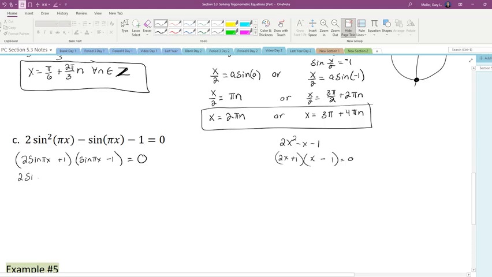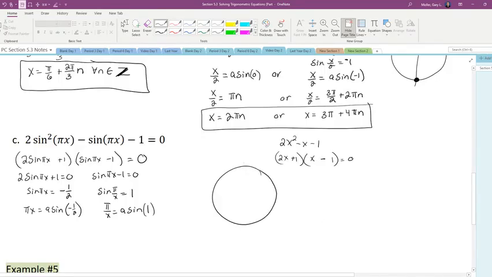2 sine of pi x plus 1 equals 0. Sine of pi x minus 1 equals 0. Sine of pi x equals, subtract 1 divided by 2, I get negative 1/2. Sine of pi x equals 1. So pi x equals the arc sine of 1. And pi x equals the arc sine of negative 1/2.